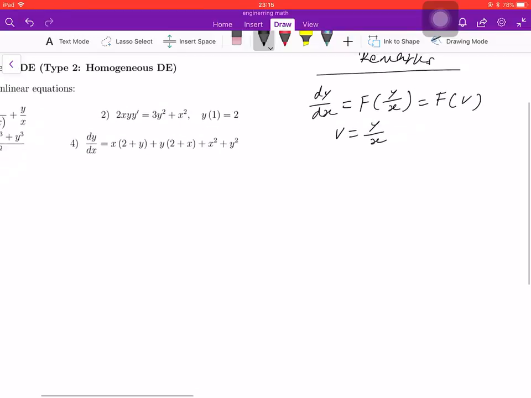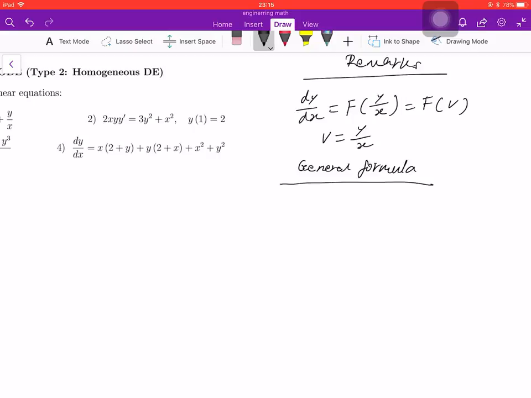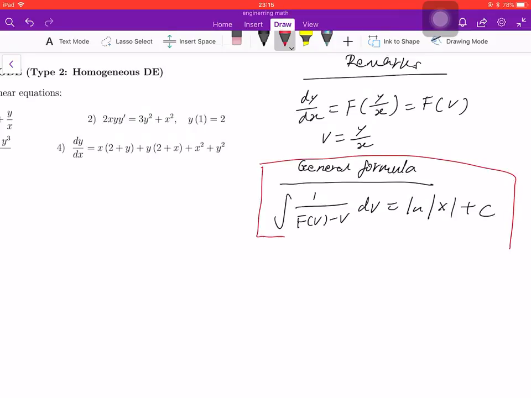If we are able to express these kinds of differential equation, this is called a type 2 homogeneous differential equation. Now, we have a general formula to find the solutions of these type 2 homogeneous differential equations. So the general formula for this is the integration of 1 over f of v minus v dv, and this must be equal to the natural log of x plus c. So this is the general formula. Okay, so for these questions we are going to directly apply the general formula to find the general solutions.